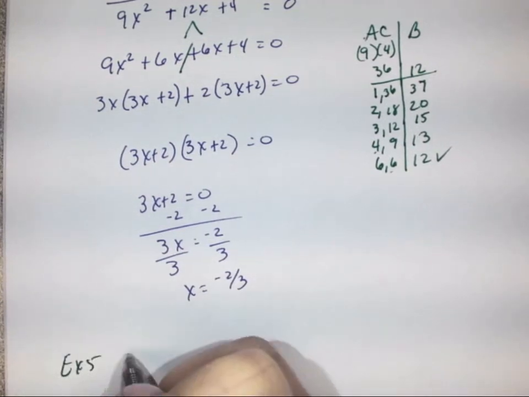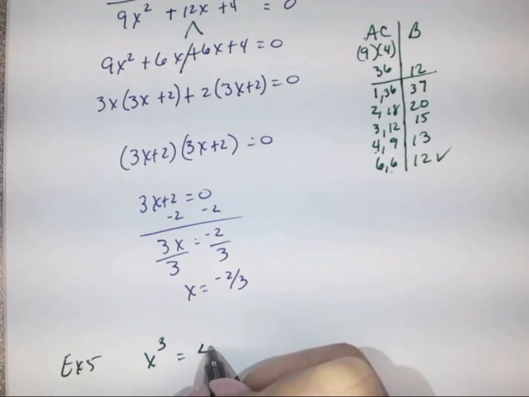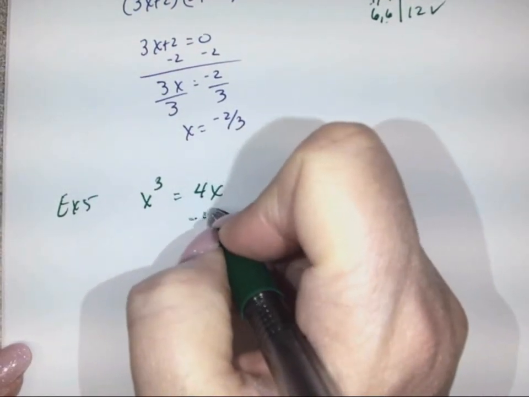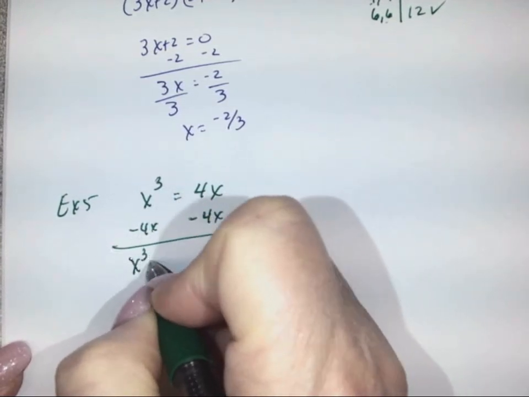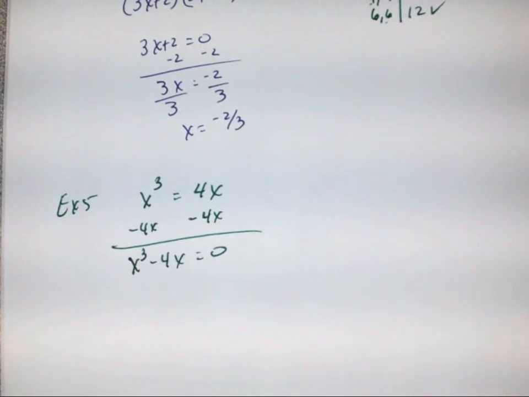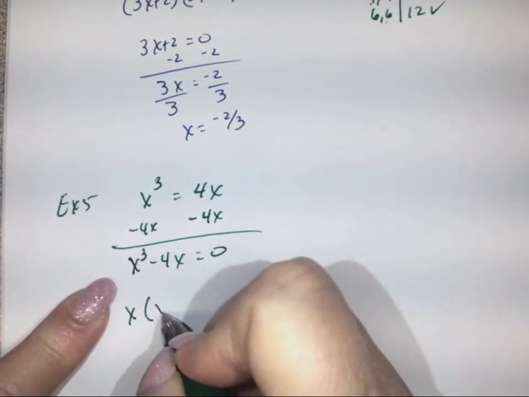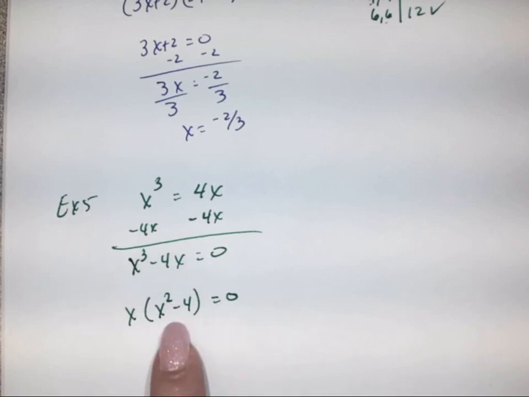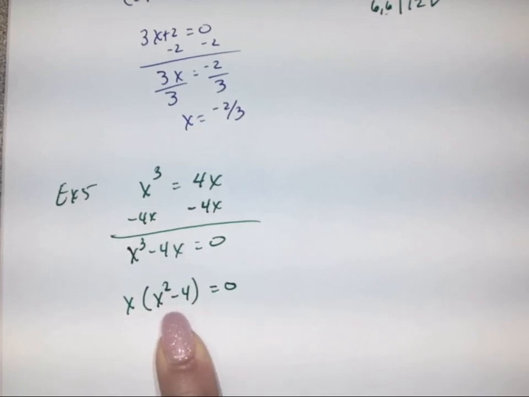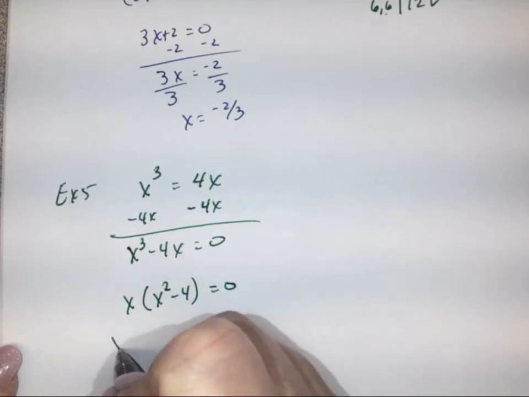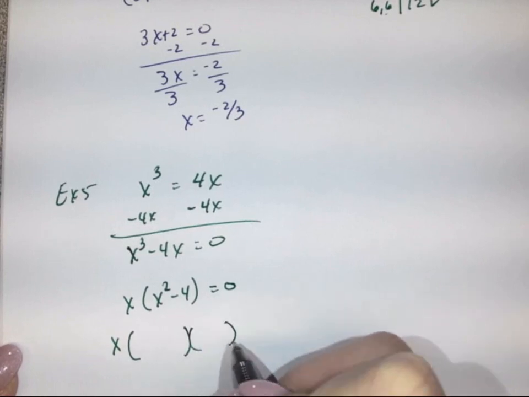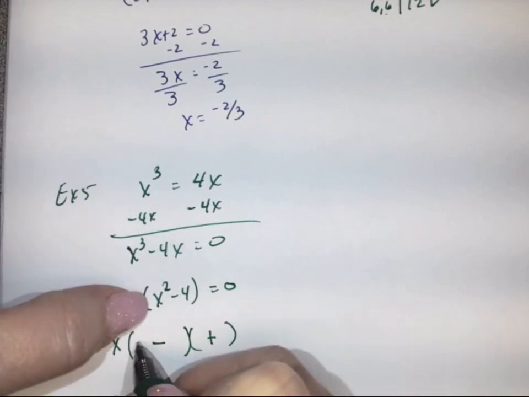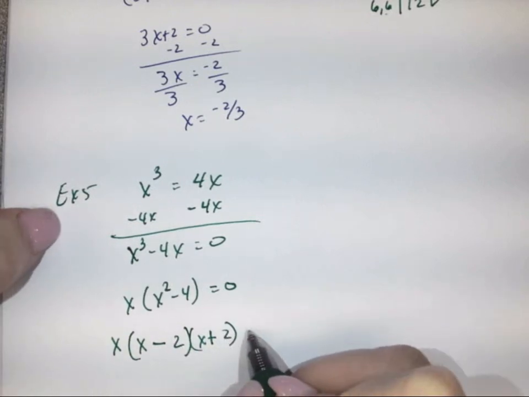So example 5, we have x cubed is equal to 4x. Again, everything has to be set equal to 0 in order to solve them. So I'm going to move my 4x over and get x cubed minus 4x is equal to 0. So we're going to factor out our x and get x squared minus 4, because you always have to look for those greatest common factors. Now this x squared minus 4, we learned this in the last section, this is the difference of squares. So we know that we're going to have 2 sets of parentheses with a minus and a plus. The square root of x squared will get us x, and the square root of 4 is 2.